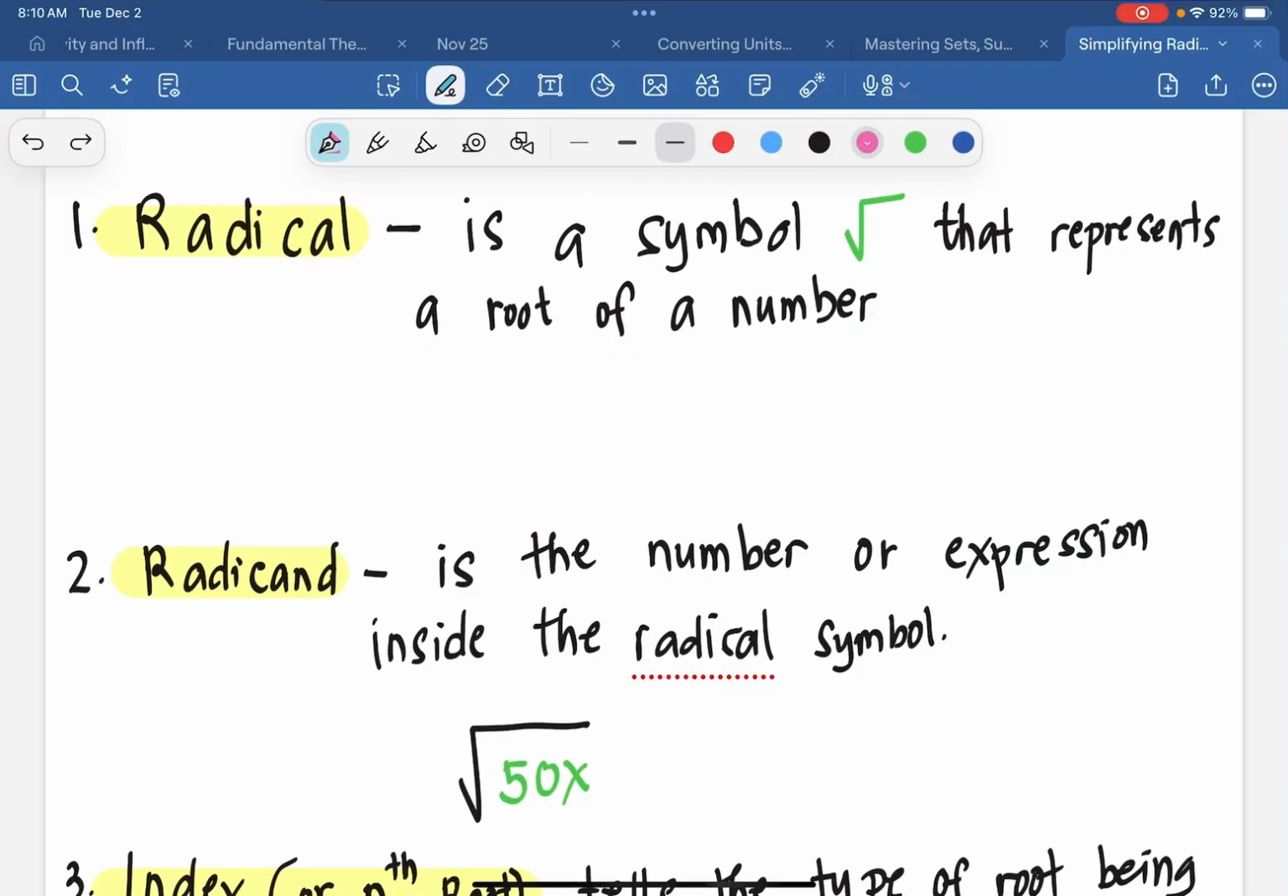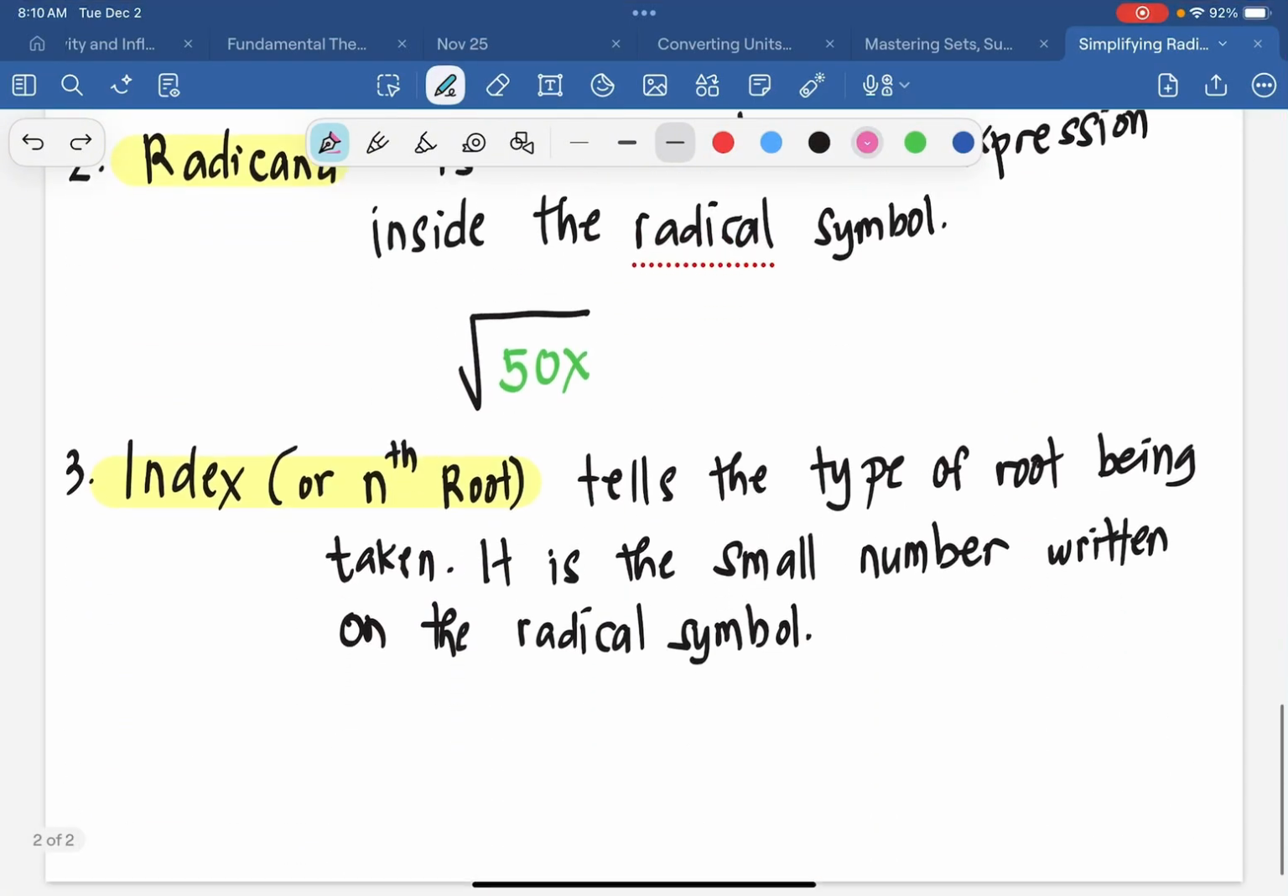It could be a number alone, a constant. It could be a combination of both, like the 50x, a coefficient and a variable, or just variables themselves, aside from the coefficient of 1.